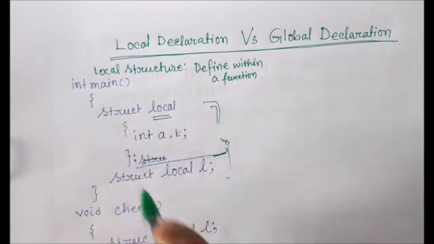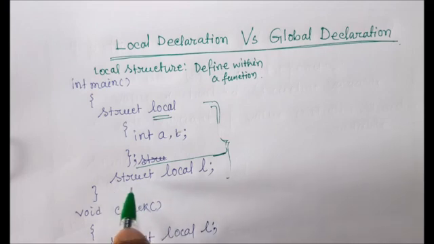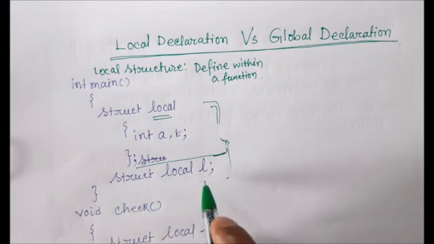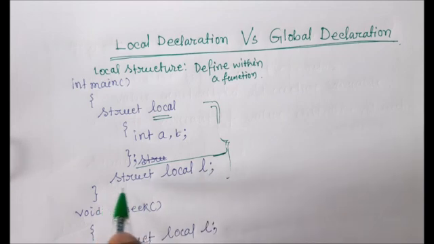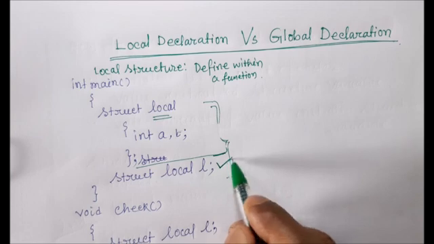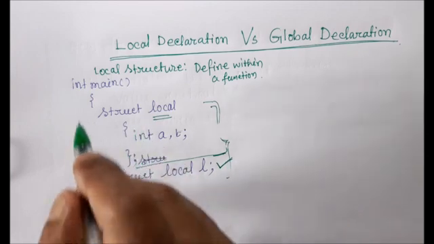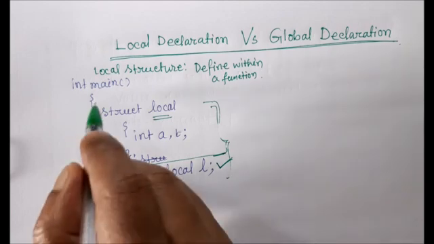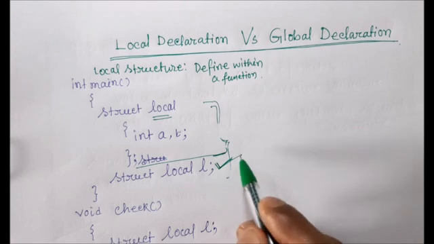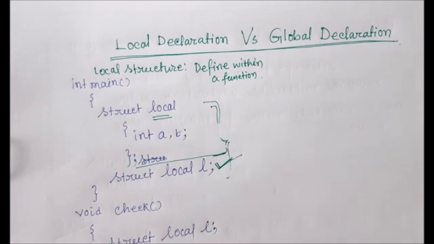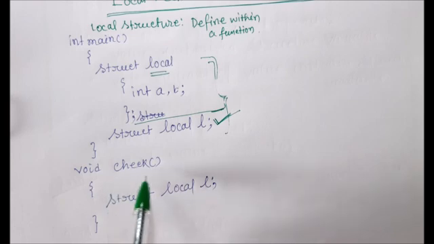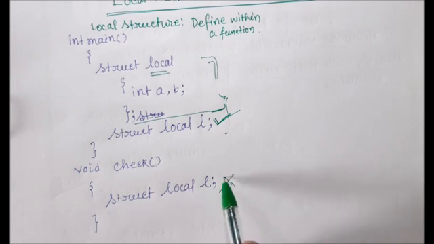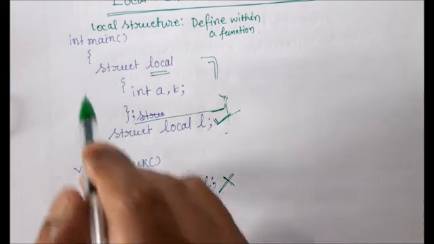Here, if I want to initialize the structure variable or declare the structure variable, that is accessible, because this structure is local to this function. So, we can access or declare the structure variable within this function only. So, this statement is right, but in the other function, the check function, if I want to declare the structure variable, it is not accessible. So, that means it is wrong. Why? Because the scope of this structure is local to this function.